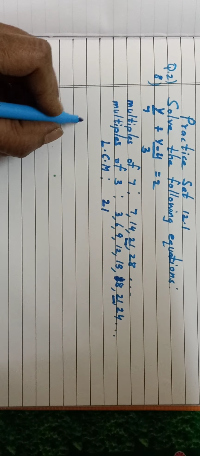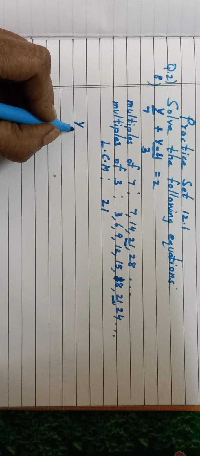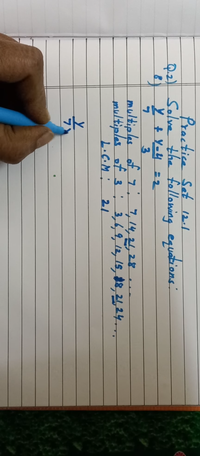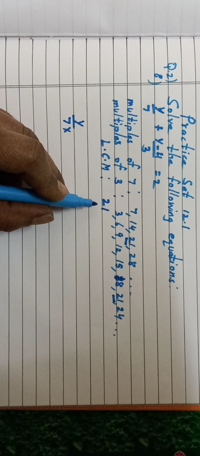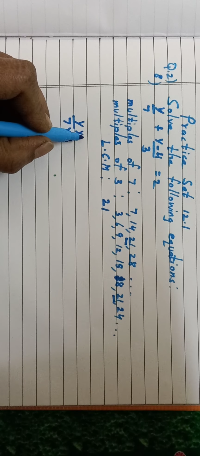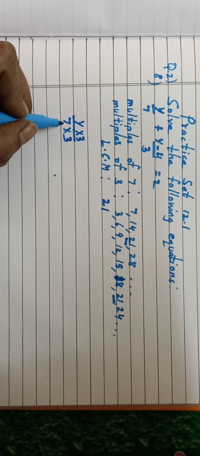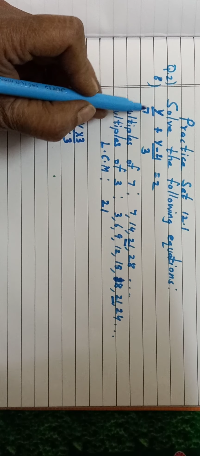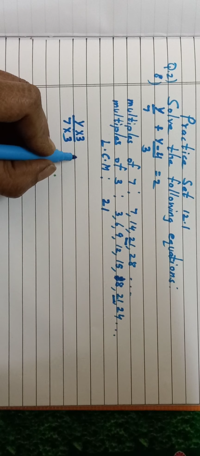Now 7 is given. So what will I do now? y upon 7. Now I want 21. So I will multiply 7 by 3. So I have to multiply the numerator also by 3, so that 3 and 3 cancel. The original fraction remains the same.